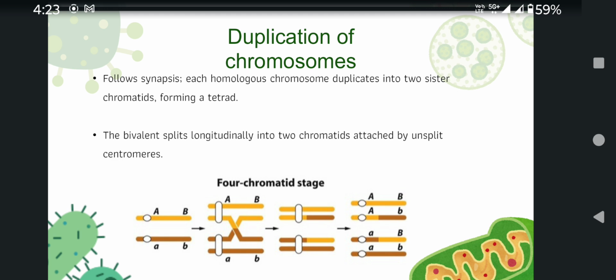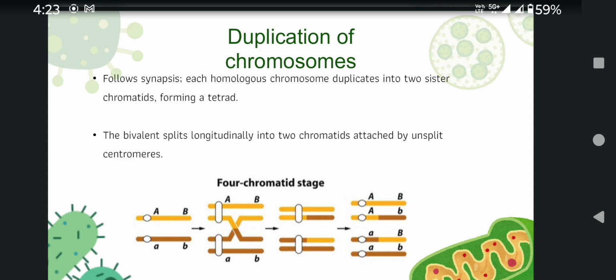Then you can see after the synapsis formation, after separation, there is one chromatid that is yellow, another chromatid that is half orange and half yellow, and one orange or brown, and the last one is brown. So this is how they have exchanged the segments in between the two chromosomes. So it follows the synapsis.